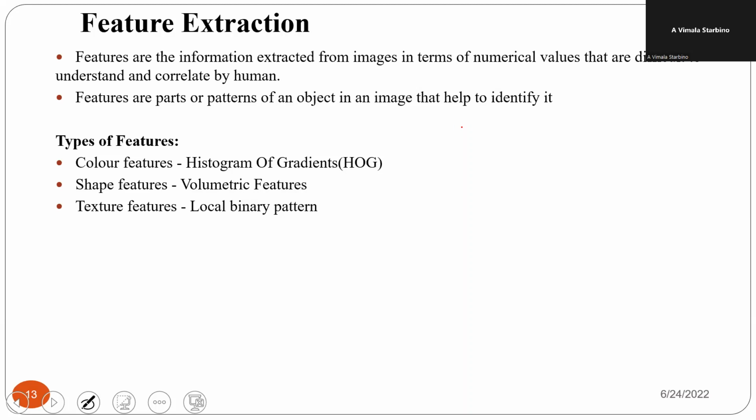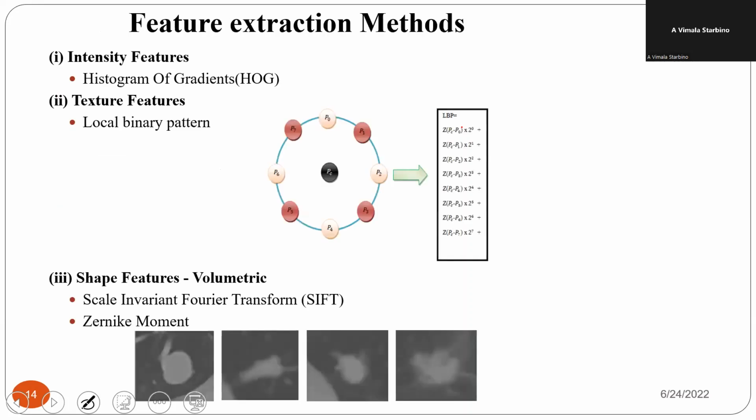I will tell you some of the algorithms that are used for this feature extraction. The first one is the intensity features or the color features, using histogram of gradient. Histogram of gradient is nothing but finding the color values at the edges. Gradient means edges. Finding the color values at the edges, those features will be taken as the color features.